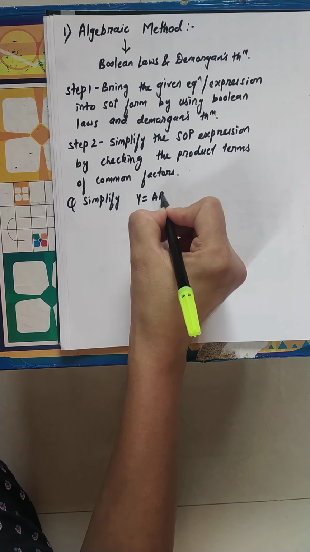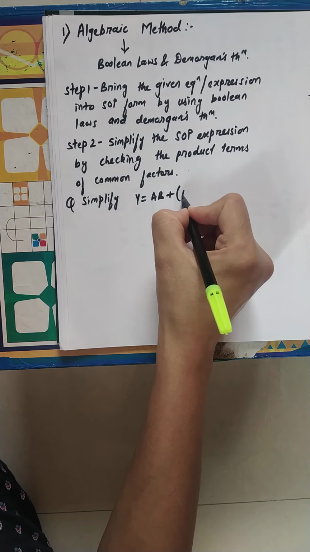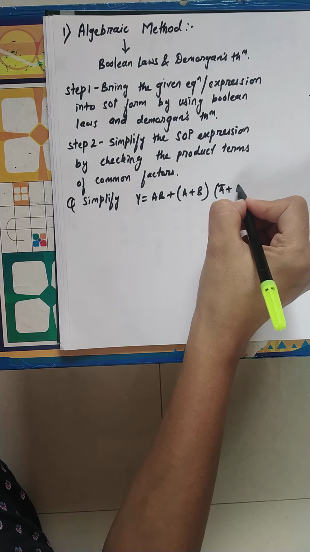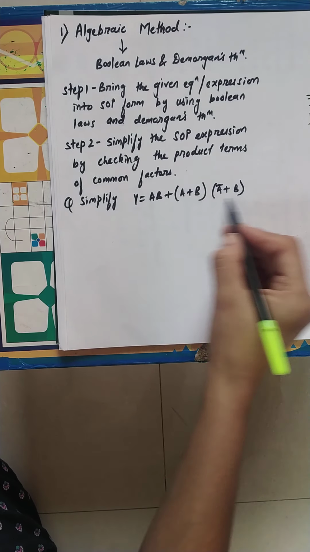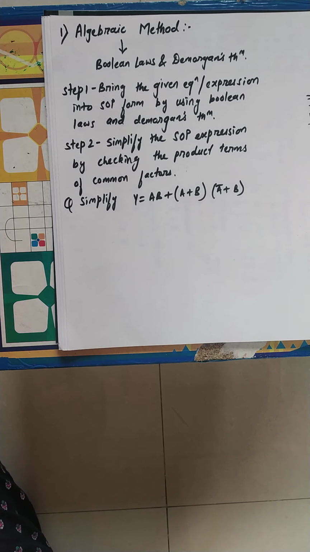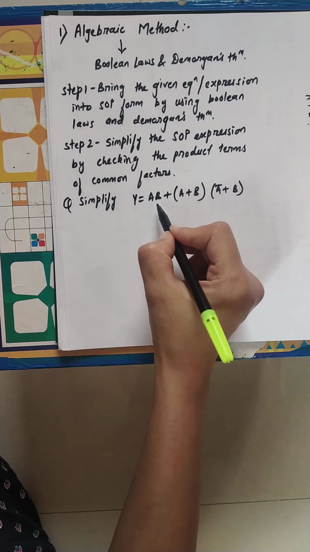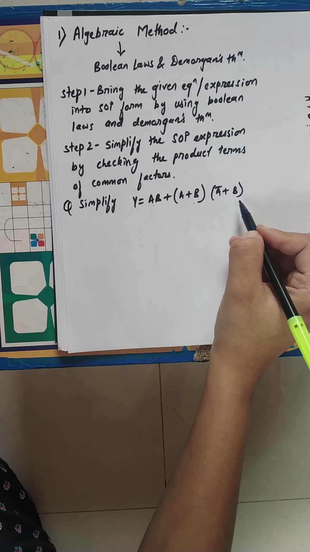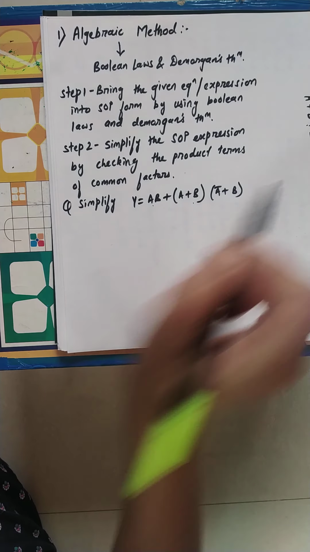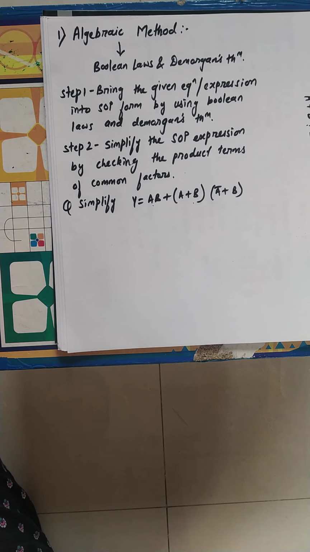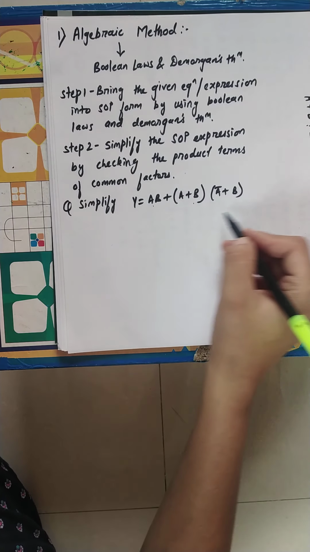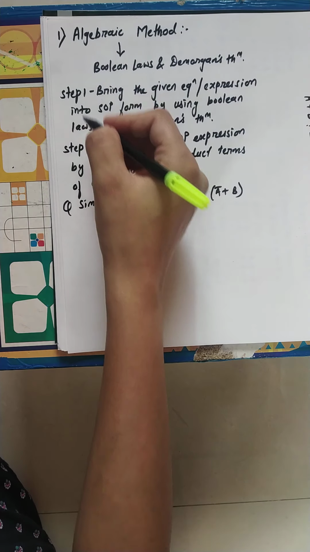Y equals AB plus (A plus B)(A bar plus B). Here you can see this is the equation. This equation is neither in SOP form nor in POS form, since you can see these are terms: this is a product term, and these are sum terms, right? So this is not in SOP form, neither in POS form. Now, for simplifying this equation, we have to follow these two steps.